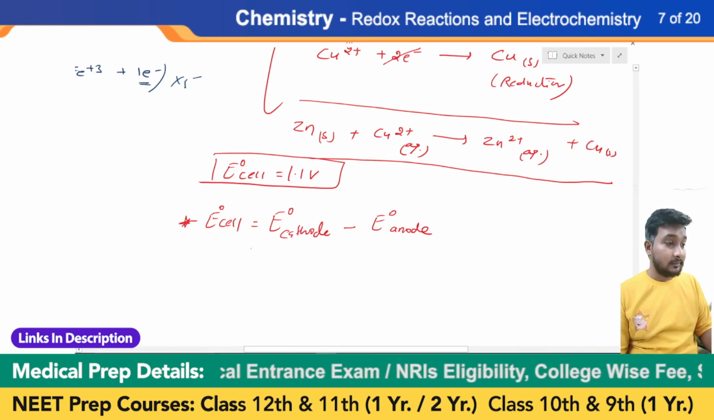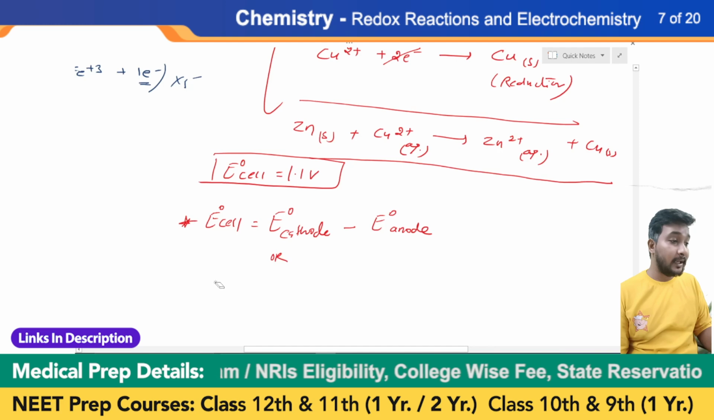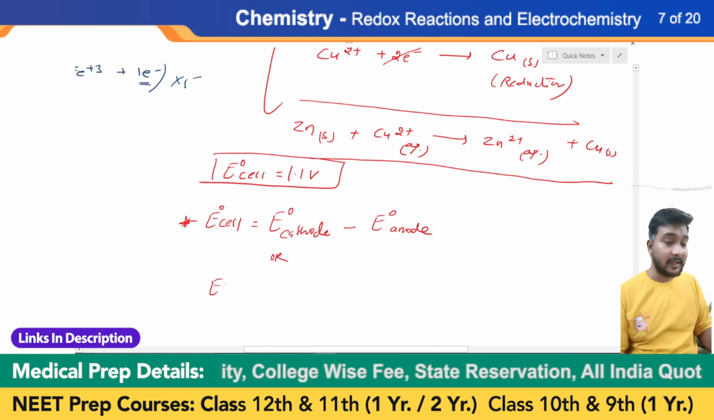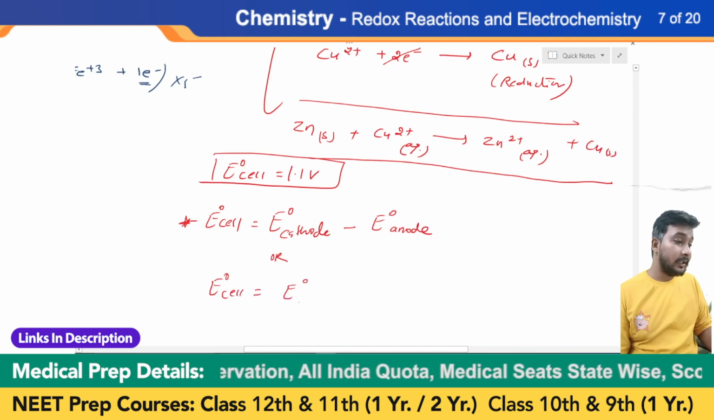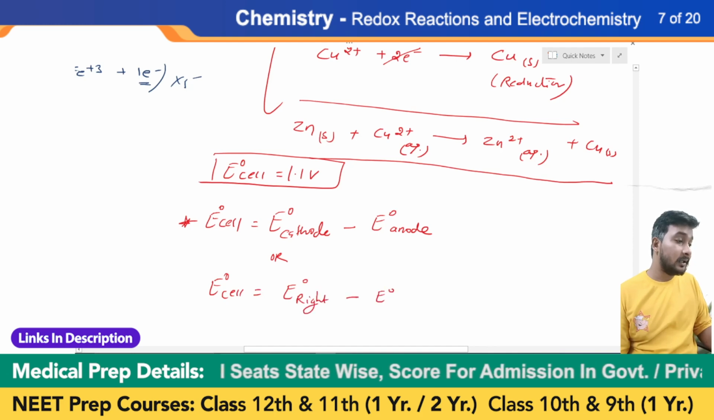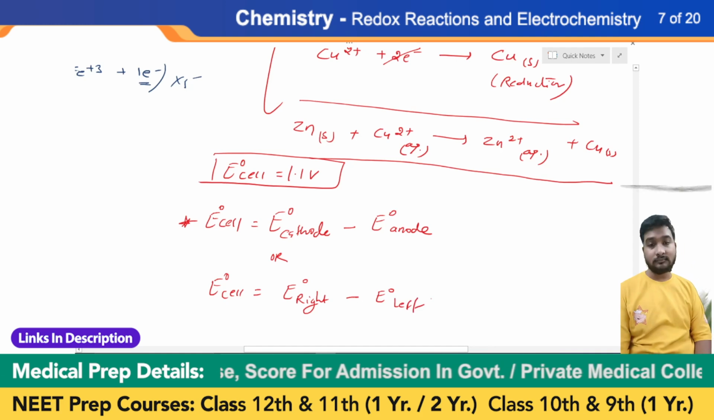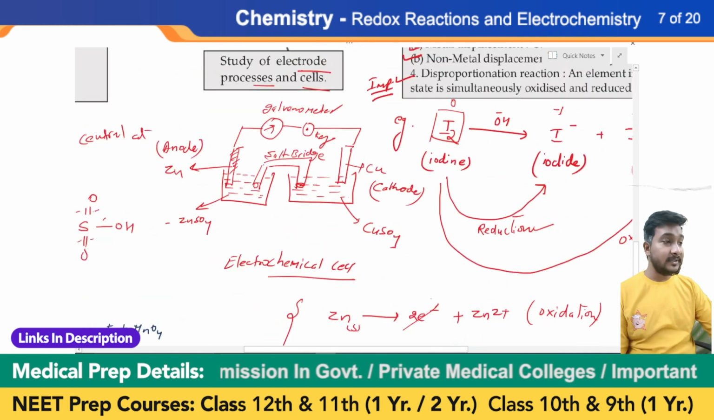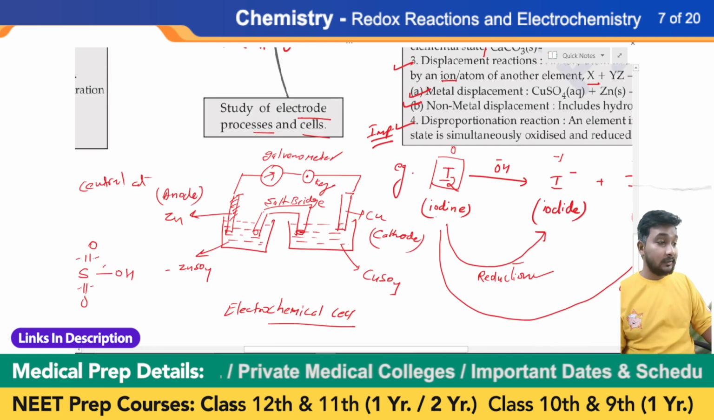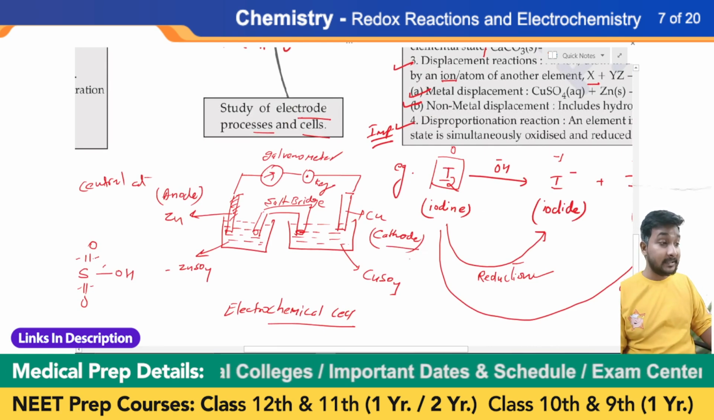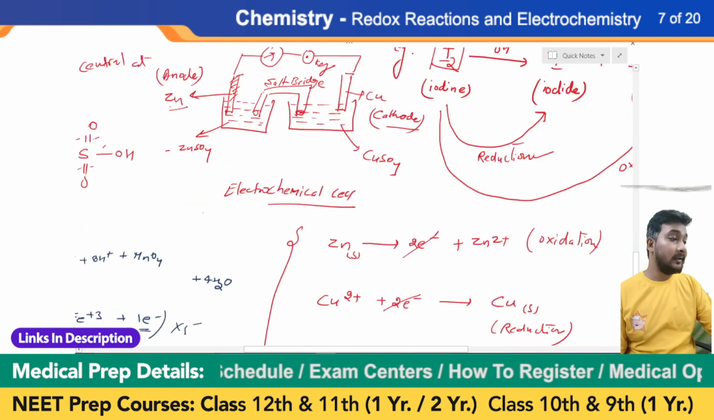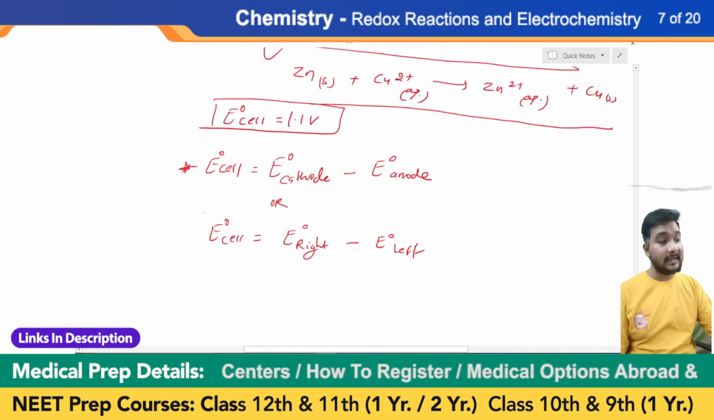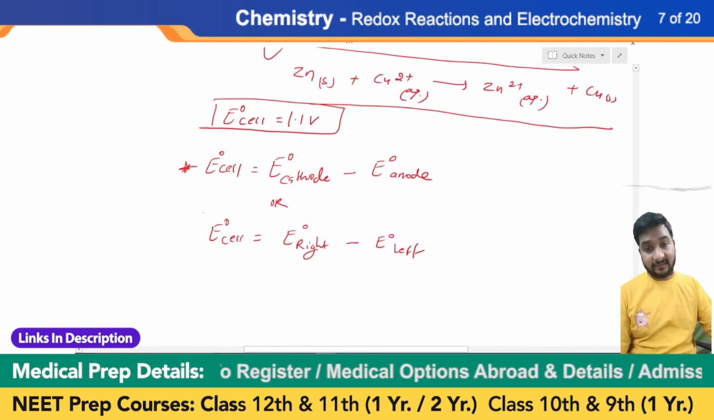Okay, this is the first formula. But if you have the second formula like this, we have the second formula as well. E naught cell will be equal to E naught right minus E naught left. You know that if we observe the electrochemical cell, the cathode is present on the right side, but anode is present on the left side. That's why the new formula has been created by scientists, that is E naught right minus E naught left.